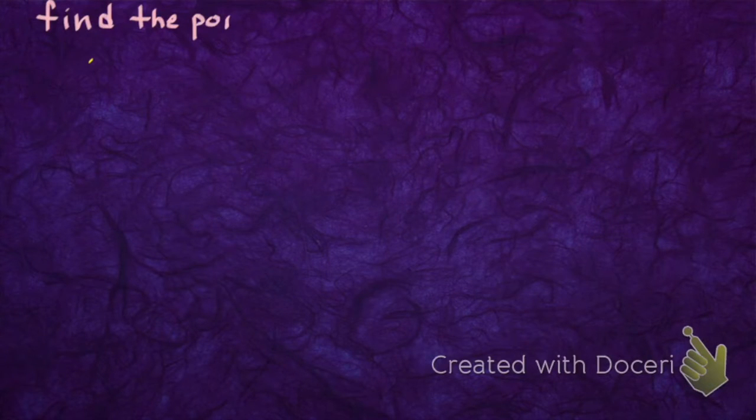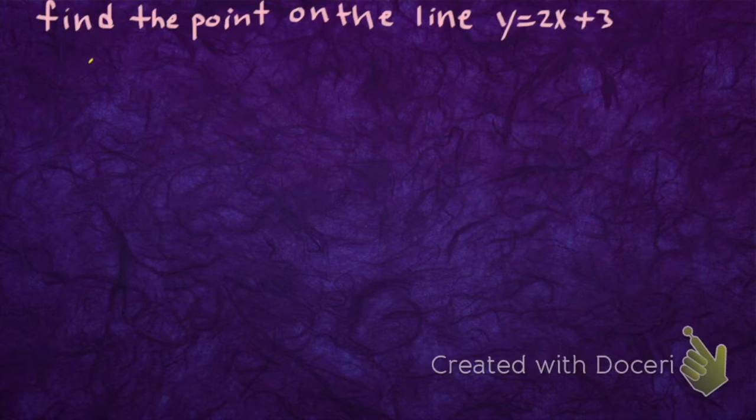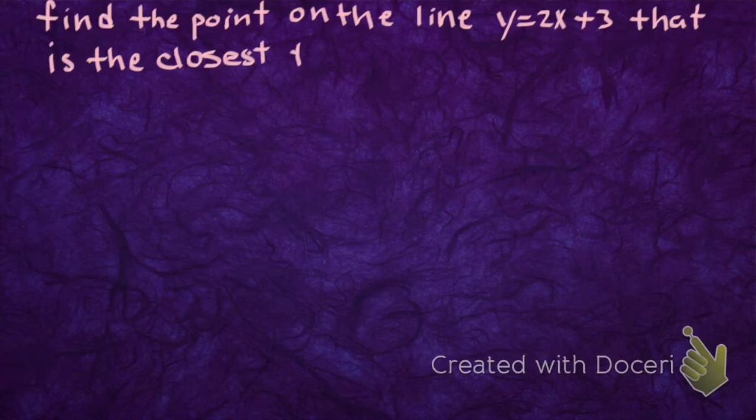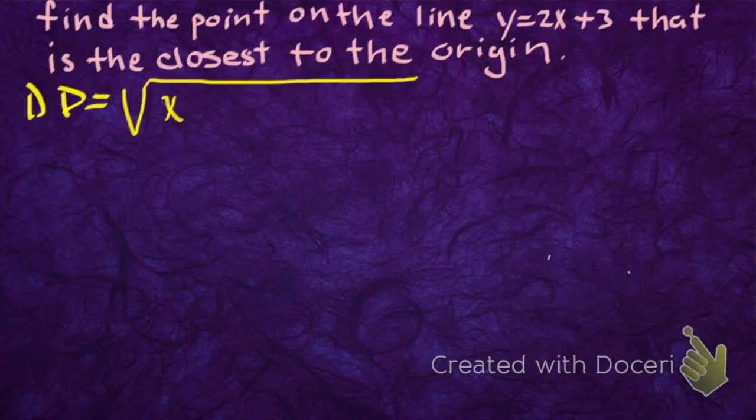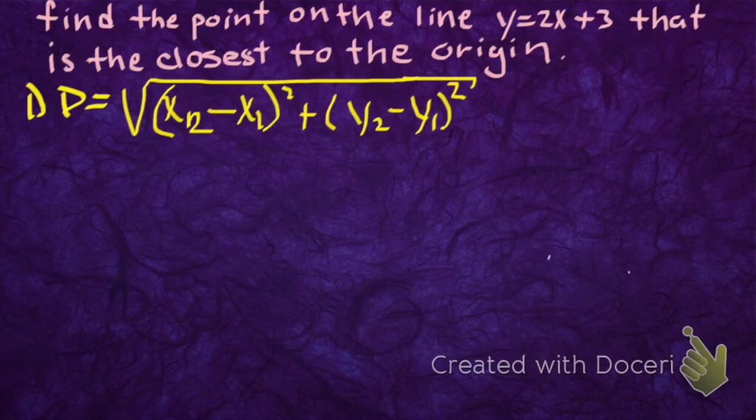So here's the problem. We want to find the point on the line y equals 2x plus 3 that minimizes the distance to the origin. So if we're minimizing distance, step 1, find an equation to optimize: the distance formula. That's the square root of (x2 minus x1) squared plus (y2 minus y1) squared.